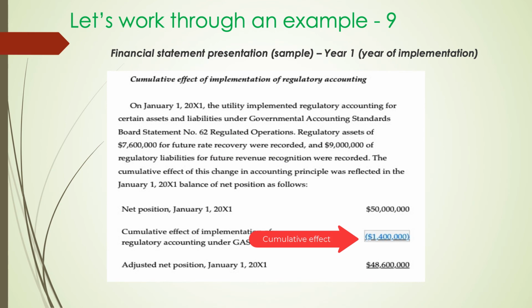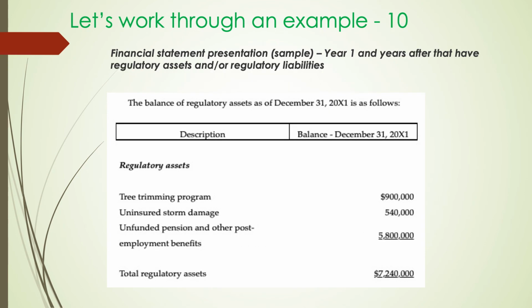You take the cumulative effect of this adjustment and you book it against the opening balance of net position in the current year. You'll recall the journal entries we made several slides earlier with the debit to retained earnings and the credit to retained earnings as well. Then you should also disclose the detail of the items that make up those regulatory assets and regulatory liabilities as you see on the slides here.